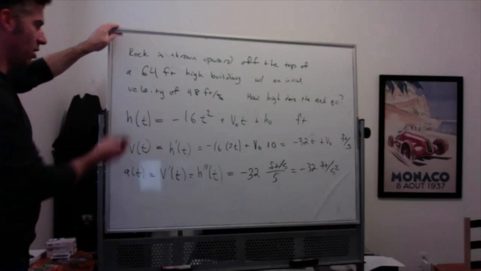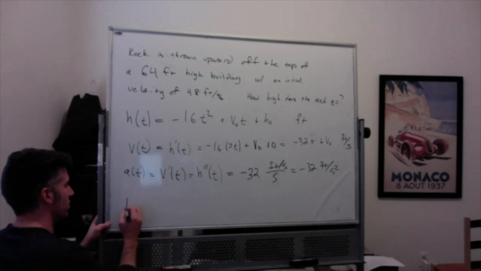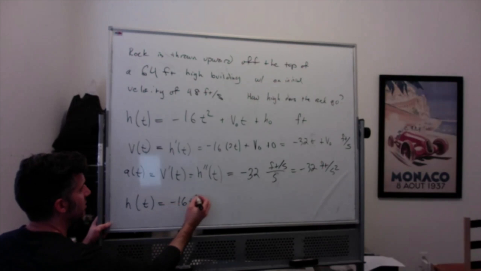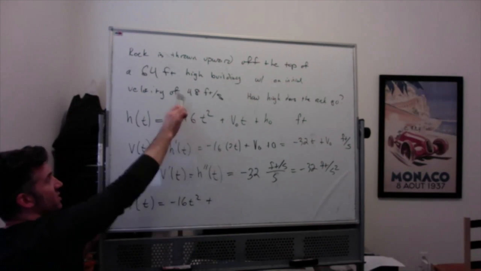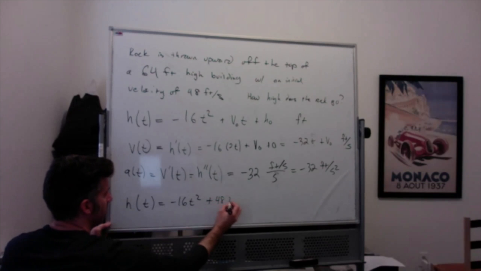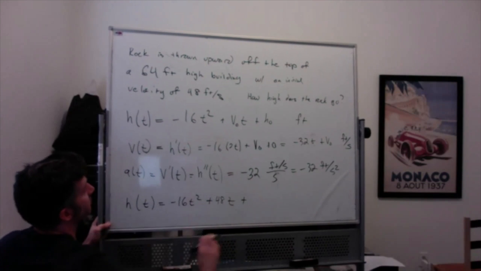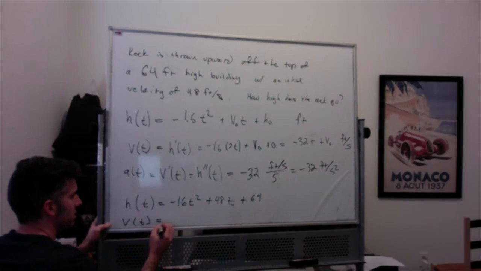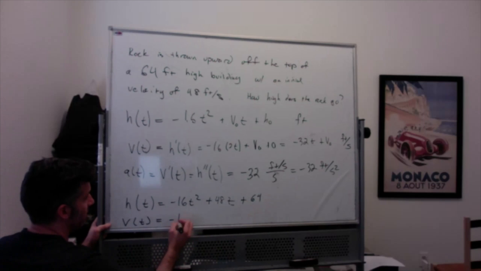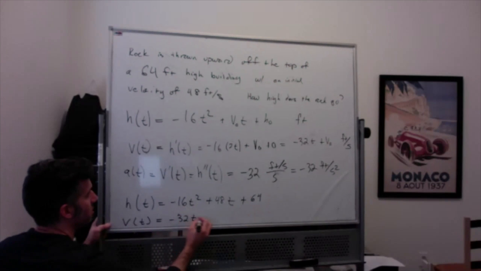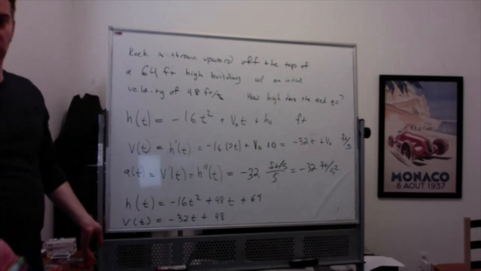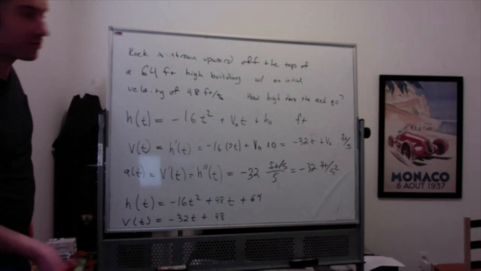So in our situation here, we have the height equation. The height at any time t is going to be negative 16t squared plus our v naught, which in this case is 48, times t, plus our h naught, which is 64. And our velocity at any time t is going to be negative 32t plus 48. I don't think we need to write down the equation for acceleration again.